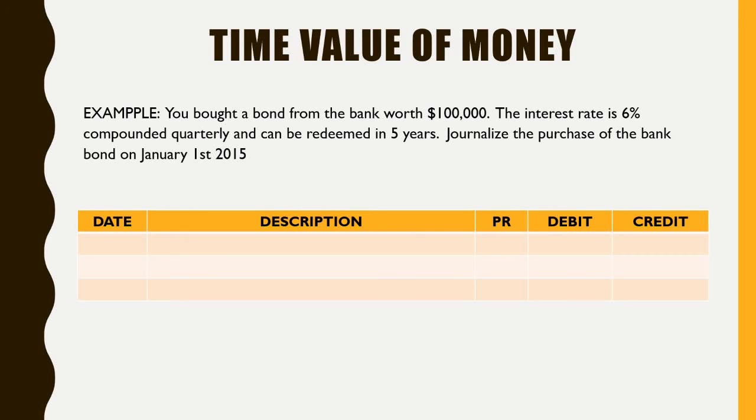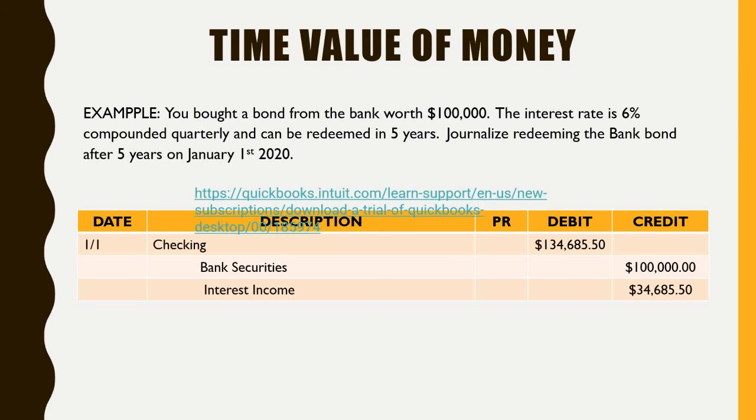And now let's journalize this transaction right here, right? When we finally purchase our bank bond and now we're going to redeem it, we're going to go ahead and figure this out. Well, we're going to buy the bank security in the first place, right? So this is what we're going to do. We're going to purchase it. So we're going to do checking, and then we're going to buy the bank bond for $100,000, right? But in this case, because we have the information saying that we have the interest rate of 6% and it's being compounded quarterly, this is how we redeem our bank bond, right?